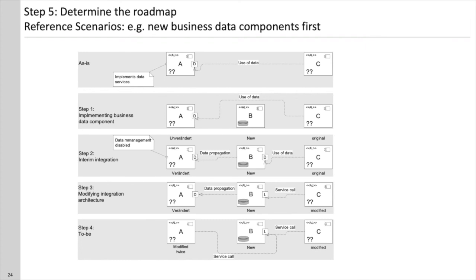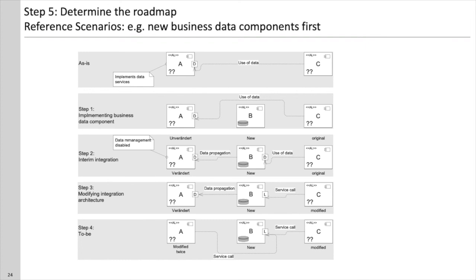we can reverse the relationship between A and B by no longer B propagating data, but A calling the same service that C calls. And maybe that is the final step, or the final situation that we want to achieve with our activity needed of our selected scenario.